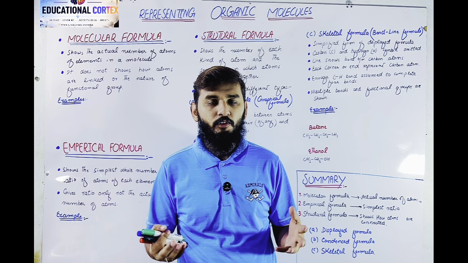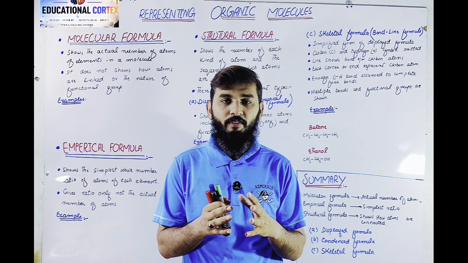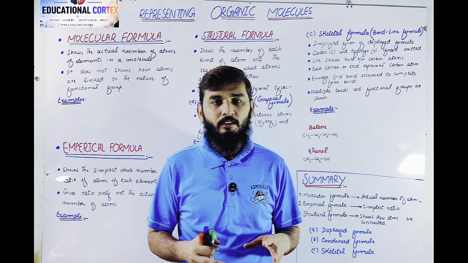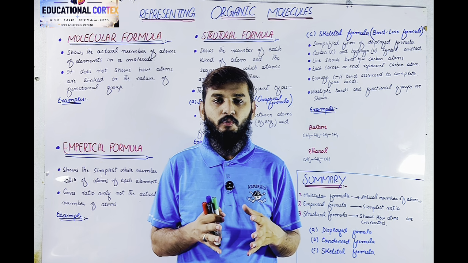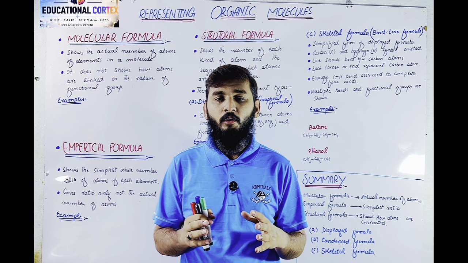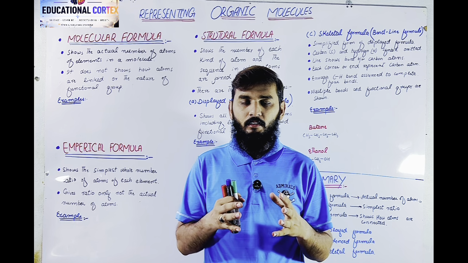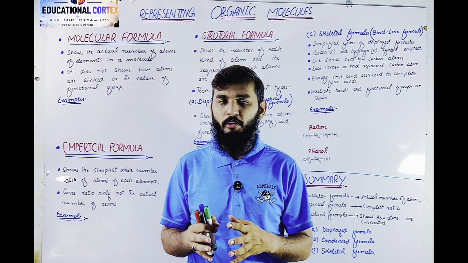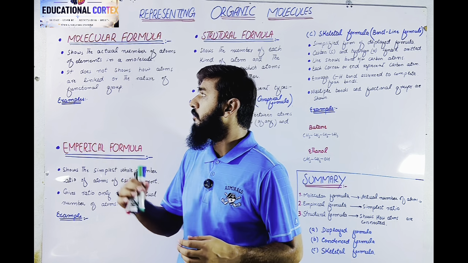The second one is the empirical formula, which shows the simplest whole number ratio of the atoms of elements in a molecule. Likewise, the structural formula shows how atoms are joined together and the sequence of atoms between them. Every formula gives different information for representing an organic molecule. So let's discuss the first one, that is the molecular formula.